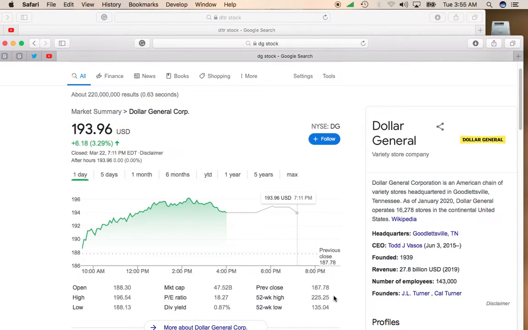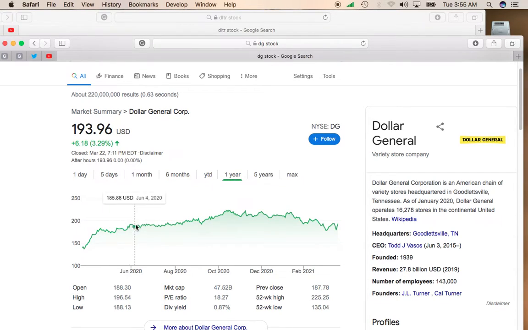The stock's 52-week high is $225. The previous close was $197. The 52-week low is $135. So this is also a stock that has almost doubled over the past 12 months. Looking at the performance over the past year, the stock has been pretty much stuck in a trading range and is starting to move down.